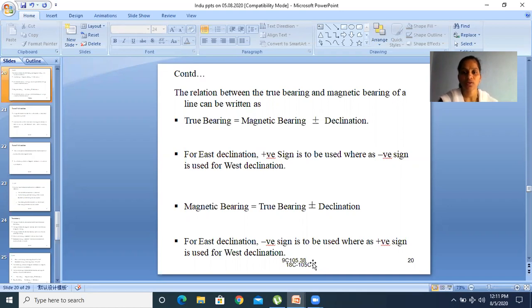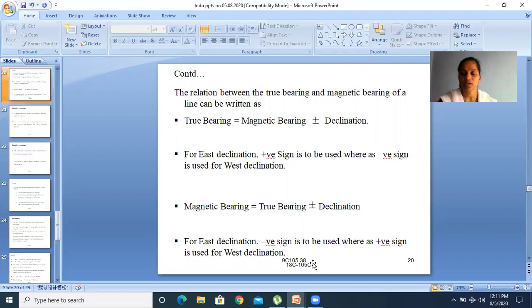Okay, today also we will go to a new topic. So before starting the new topic, I can recall the topics which we have covered in the last class. In the last class, we went through various important definitions in compass survey. Those I can briefly explain.